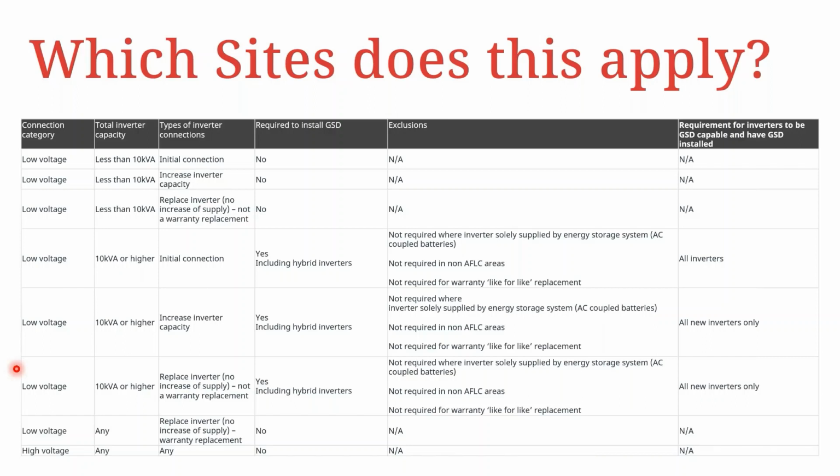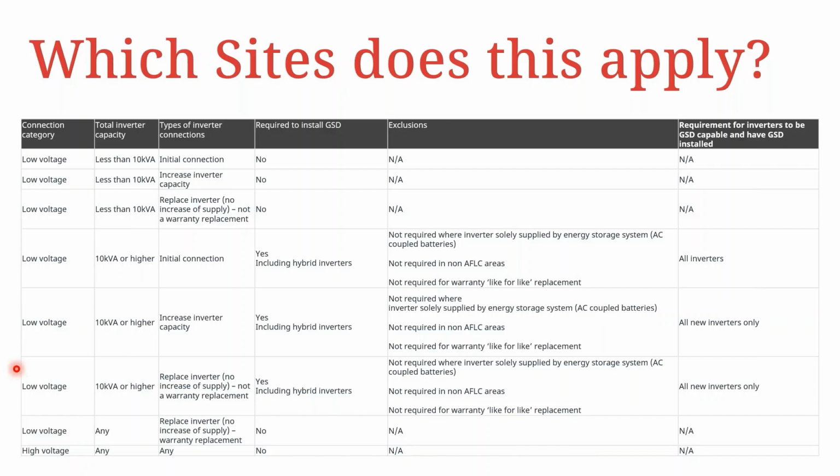However, there are some exclusions and different requirements depending on the situation, for example warranty cases, expanding an existing system, AC coupled batteries on site, etc. Again, please be sure to check the latest information from Ergon and Energex about which existing or new devices will require a GSD. There are also some fringe of grid areas that aren't serviced by the AFLC system in Queensland. For this, you can use the NMI search on Ergon and Energex's website to see if the area is included. Check this before going to site, because you may not need a GSD for those areas.